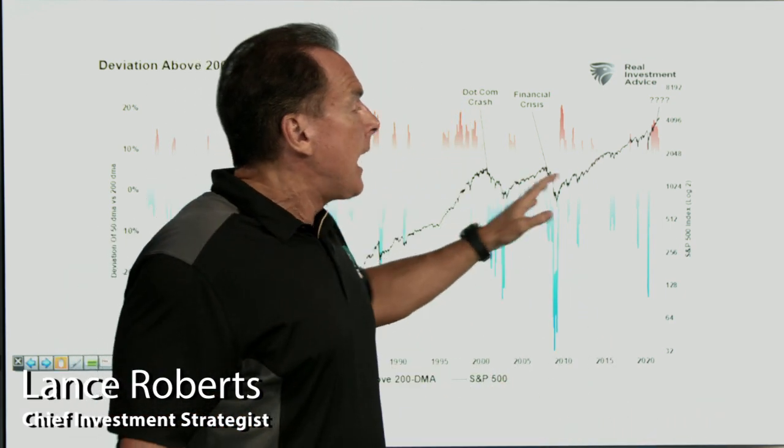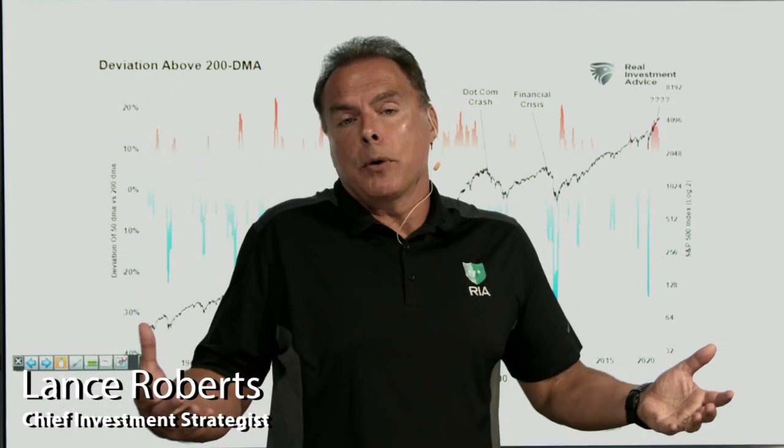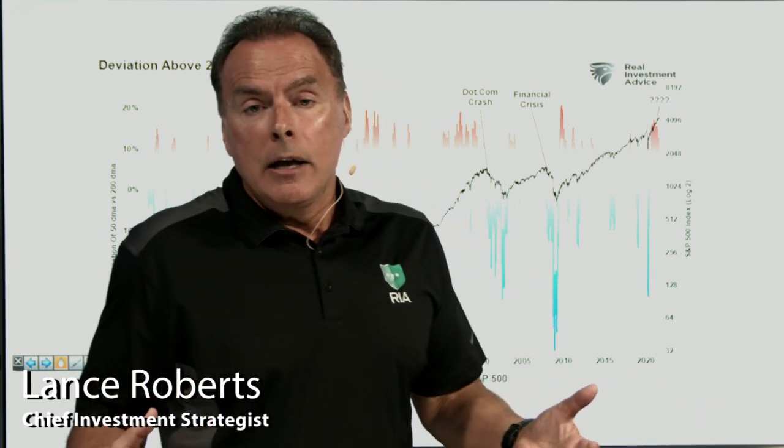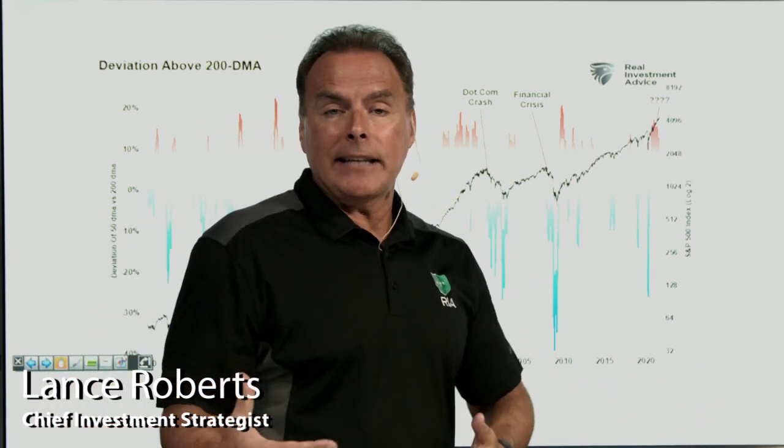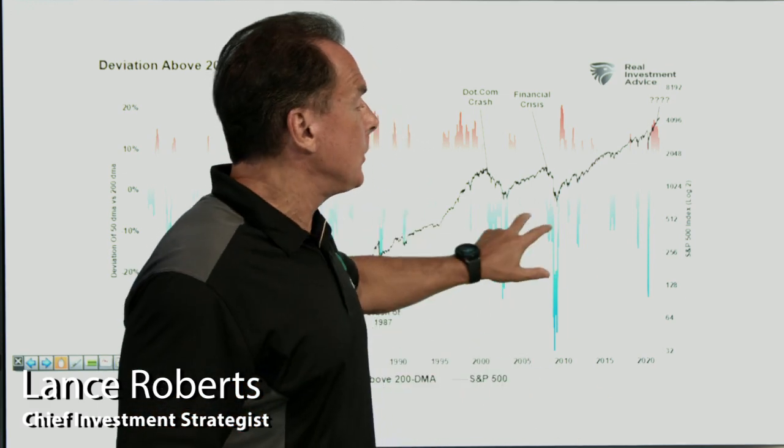Again, not really something that you have to be overly concerned about right now. A correction back to the 200-day moving average is roughly about a 10% correction. But given the fact that we haven't seen that type of correction in quite some time, it's going to feel a lot worse than it actually is.